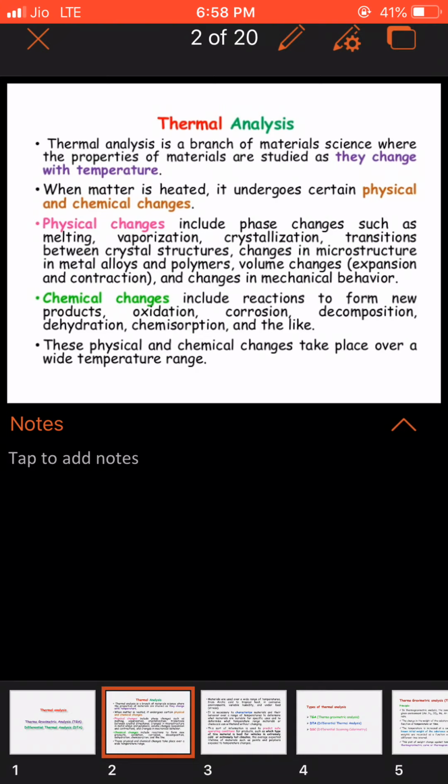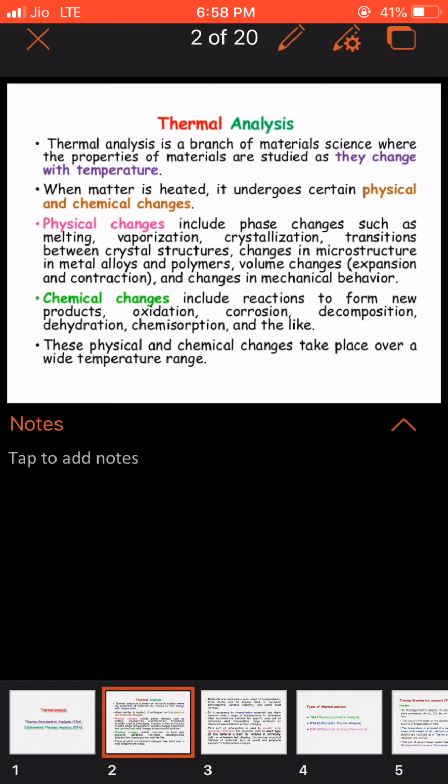And similarly, mechanical behavior changes will also occur. So as temperature increases in a material, its properties will change, like volume can change, phase can change, and all these changes can accumulate in the form of mechanical behavior change. So these are all the physical changes that thermal analysis can be utilized to understand.